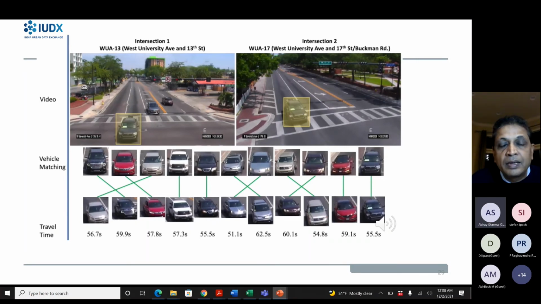I wanted to check, are these cameras deployed specifically for this purpose, or are these general purpose surveillance cameras or some other cameras which have been installed on intersections, or are these traffic cameras?